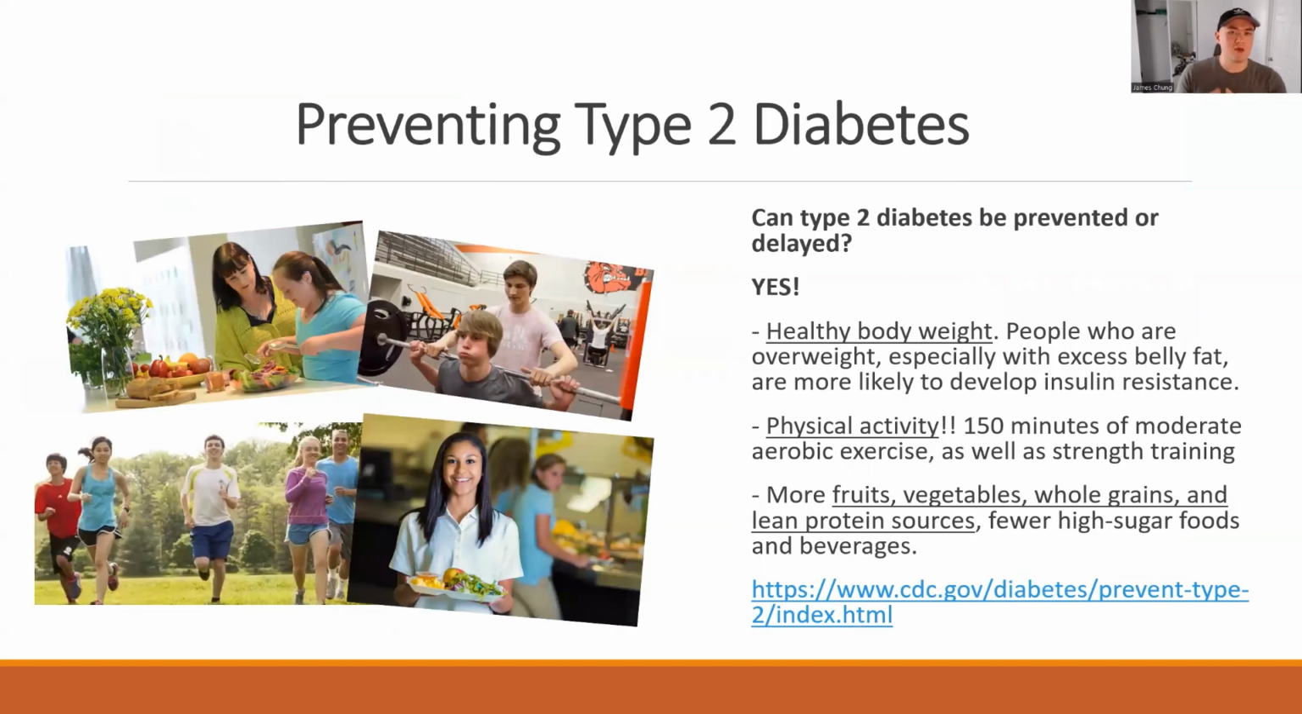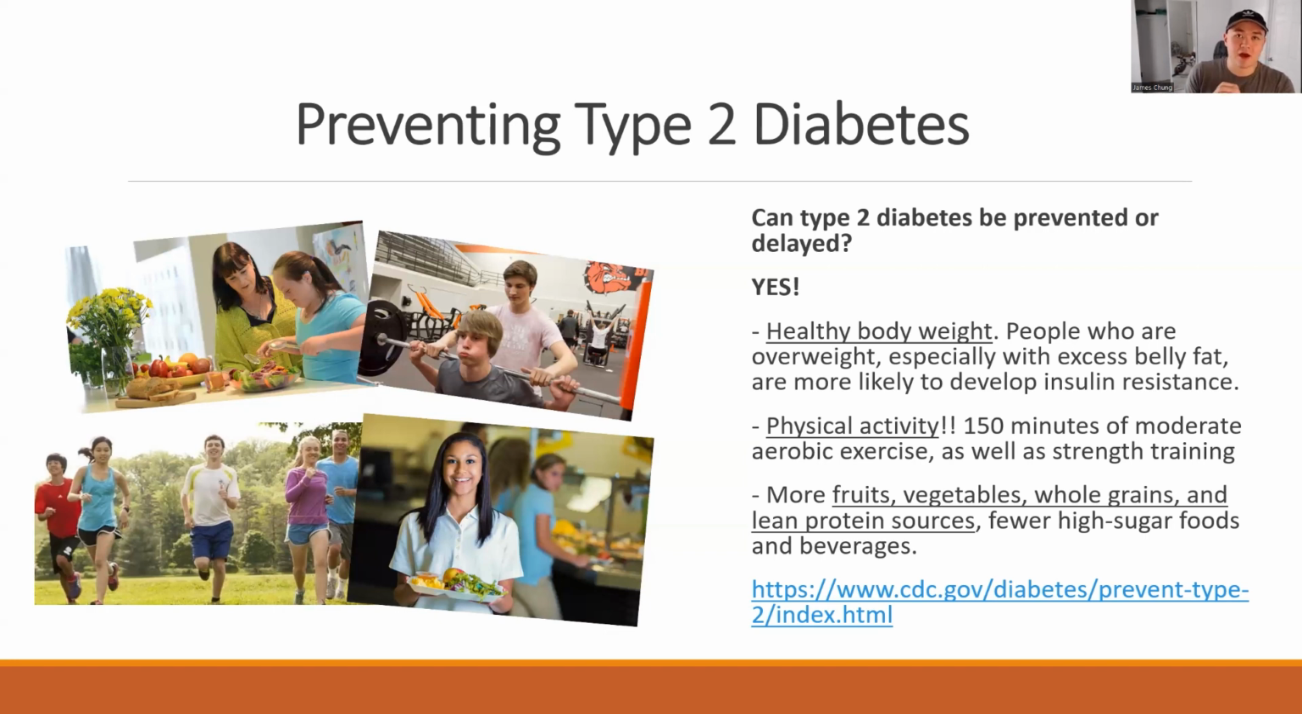So can we prevent or delay type 2 diabetes? And the answer is yes. We can at least control some of the factors that play a large role in the development of the disease. So the first would be to maintain a healthy body weight, right? People who are overweight, especially if they're carrying excess belly fat, that's central abdominal adiposity, are more likely to develop insulin resistance, leading to type 2 diabetes. So maintaining healthy body weight is definitely very important.